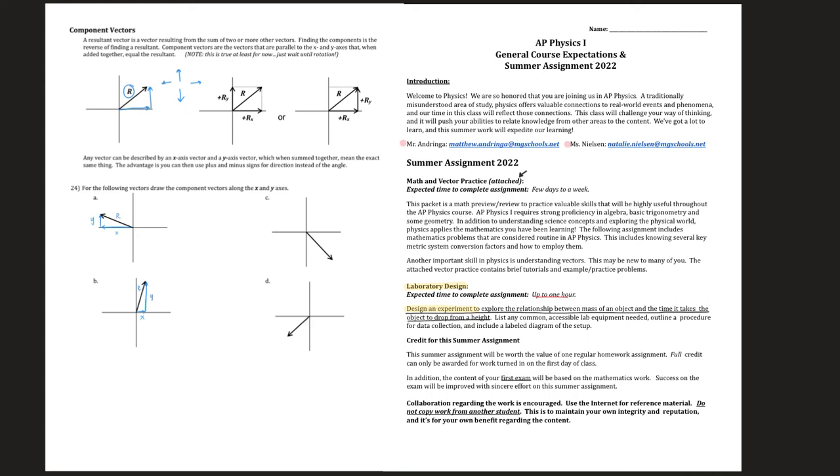Basically, what you're going to do is list any common accessible lab equipment needed, outline a procedure for data collection, and include a labeled diagram of the setup. I said basically, it's not super basic. I know that probably sounds really daunting to you. I want you to take a look at the space that you're in right now. I want you to find 4 or 5 different objects that you think have different mass.